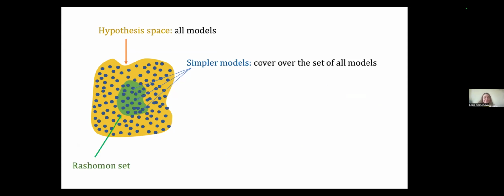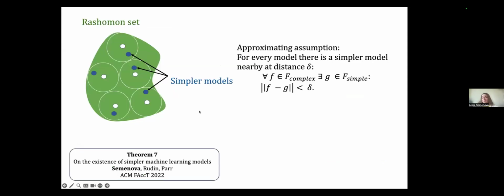Now, let's bring back our Rashomon set, and we already see that if these simple models can cover this hypothesis space quite well, there is this green blob that already contains a lot of simple models. So let me try to formalize it a little bit. This formalization depends on properties of specific hypothesis spaces.